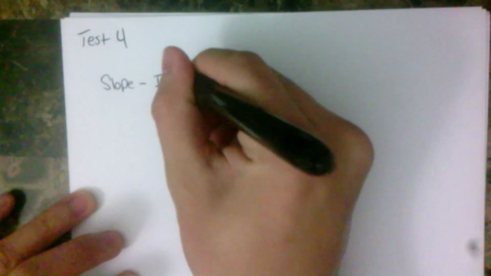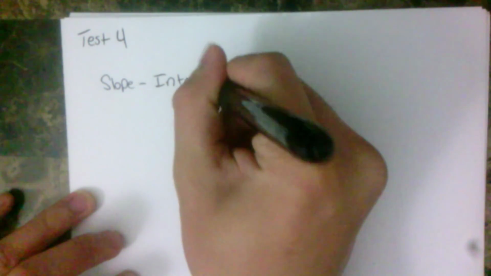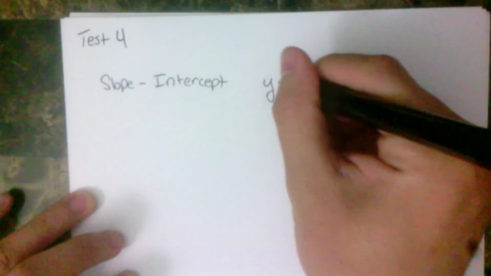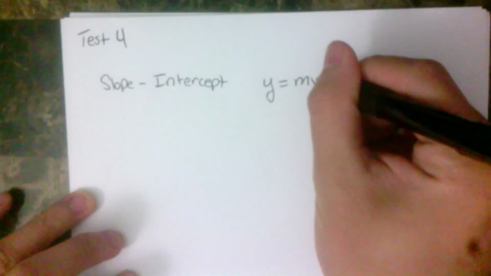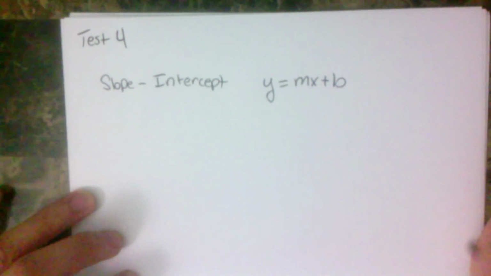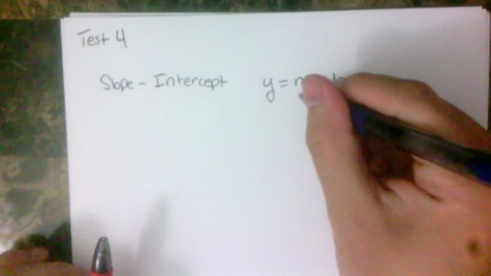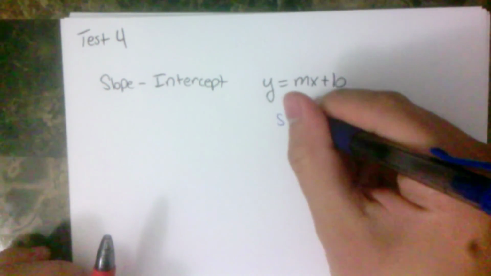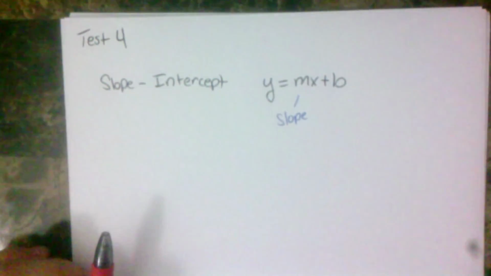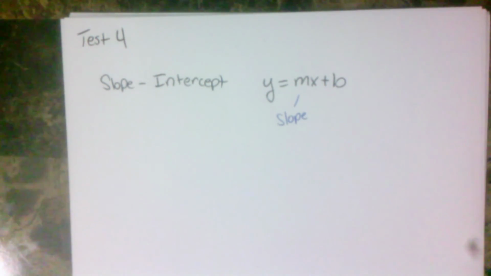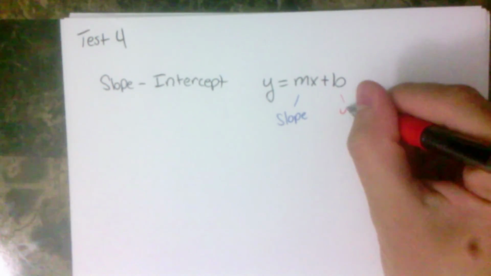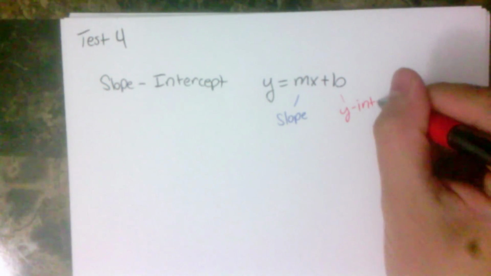And remember, slope-intercept form gives you a slope and a y-intercept. It looks like the following, and you will have to have this memorized for the test. y equals mx plus b, just like that. So in this particular formula, you have to remember that there are two really important things. Your m stands for slope, and your b stands for y-intercept.